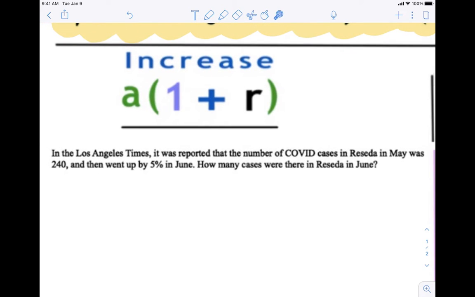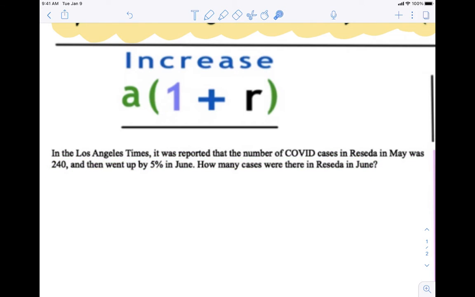It says, in the Los Angeles Times, it was reported that the number of COVID cases in Reseda in May was 240, and then went up by 5% in June. How many cases were there in Reseda in June?